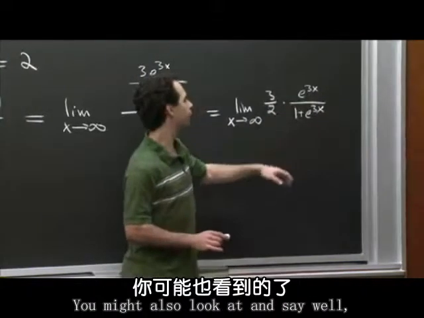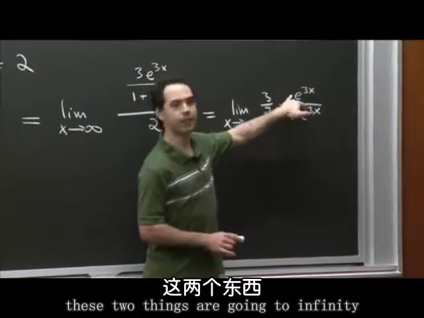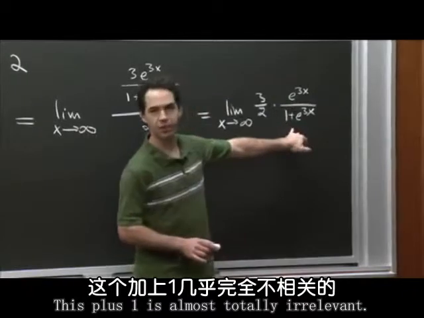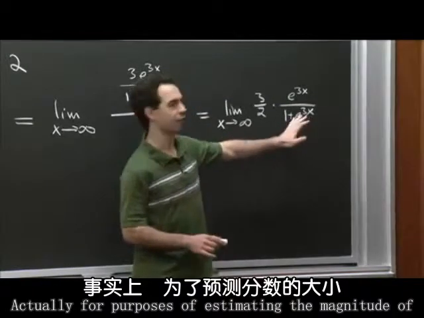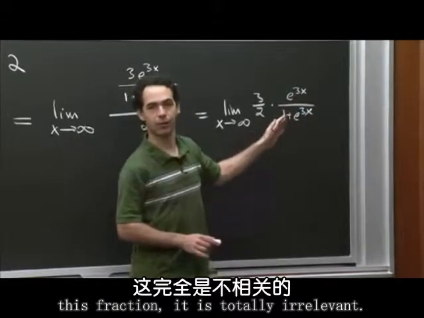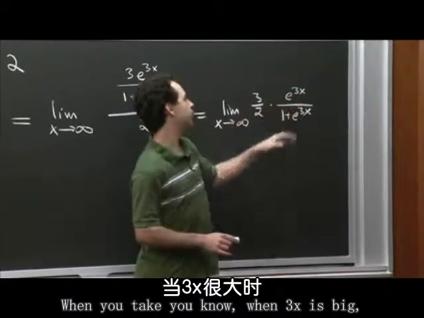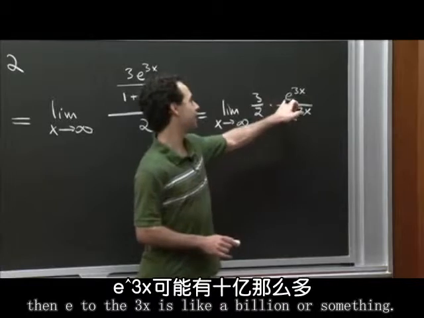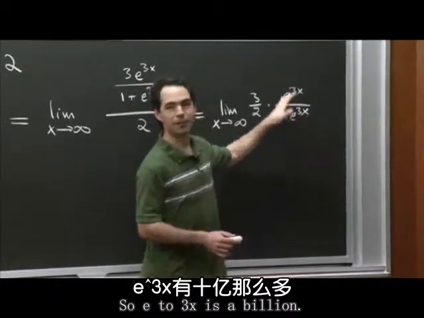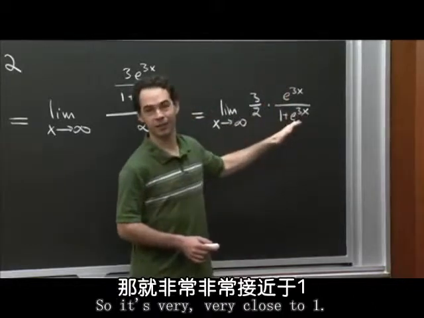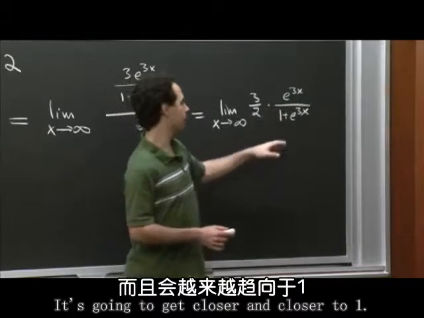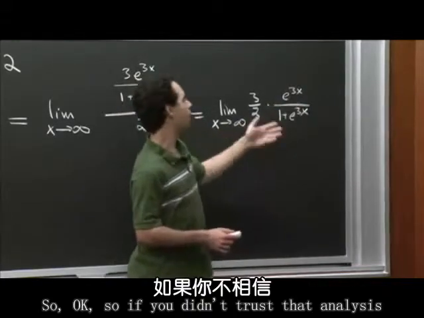That's one thing you could do. But you might also look at it and say, well, these two things are going to infinity at exactly the same rate. This plus 1 is almost totally irrelevant. Actually, for purposes of estimating the magnitude of this fraction, it is totally irrelevant. When 3x is big, say e to the 3x is like a billion, then you have a billion over a billion and 1. So it's very, very close to 1, and it's going to get closer and closer to 1.